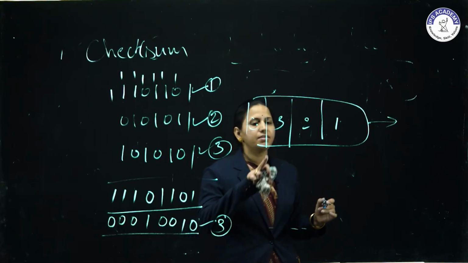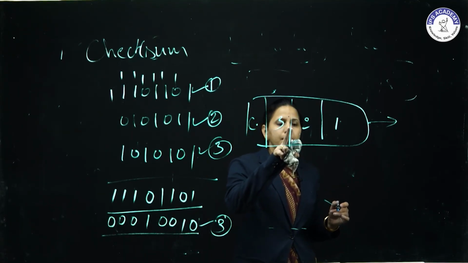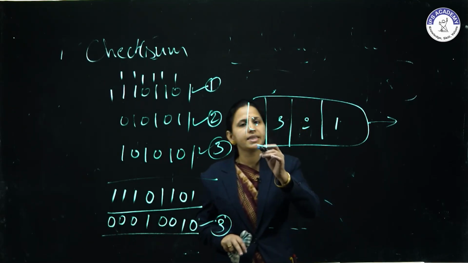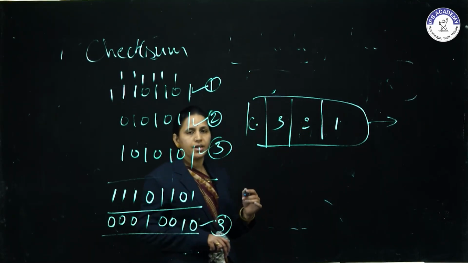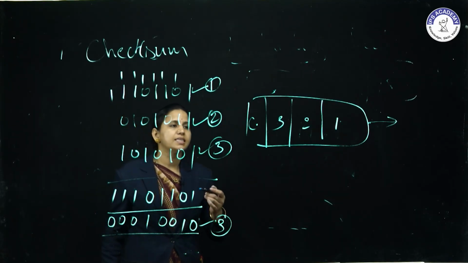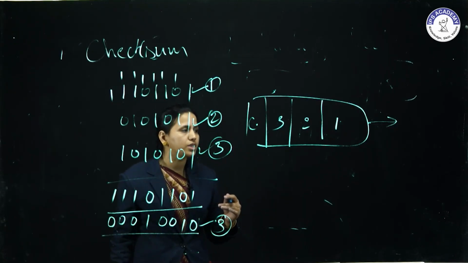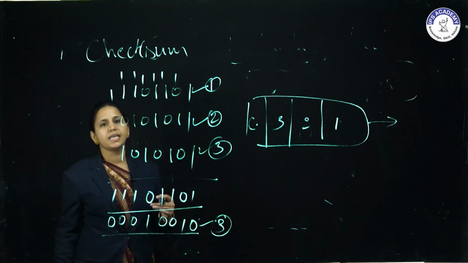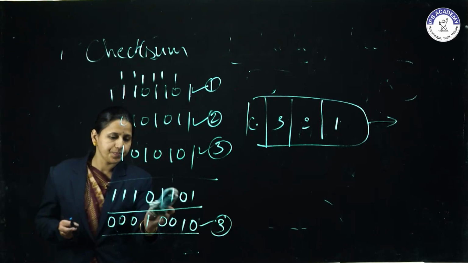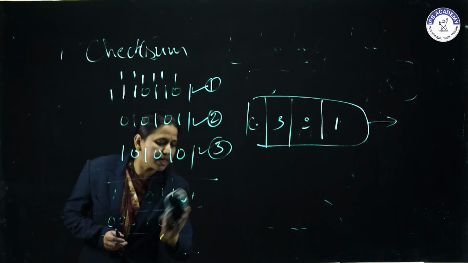Then at the receiver side, the receiver also uses the concept of binary addition and takes the ones complement. If at the receiver side the ones complement is 0, then we can say that data is error free. If the complement is not 0, then we can say that data has some error. So these are the error detection techniques.